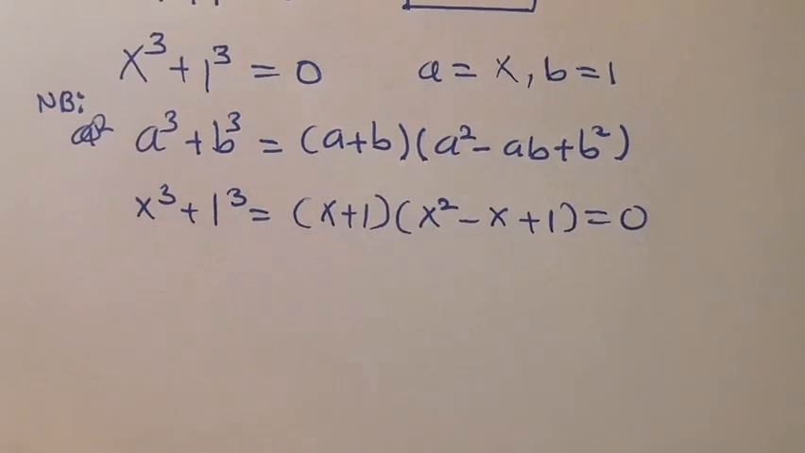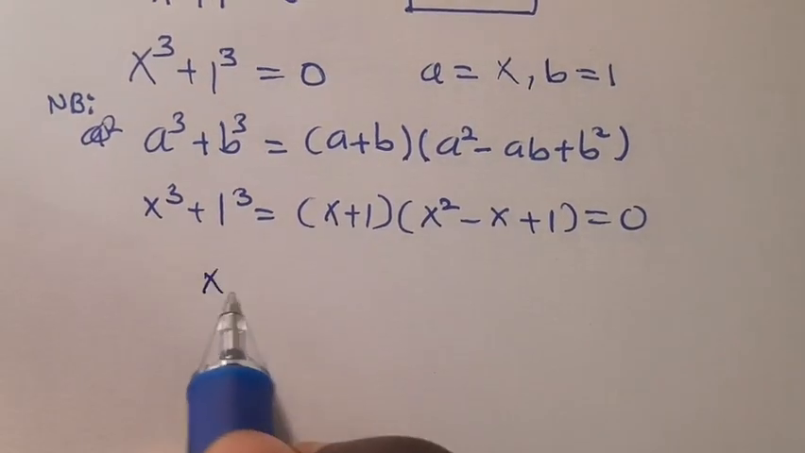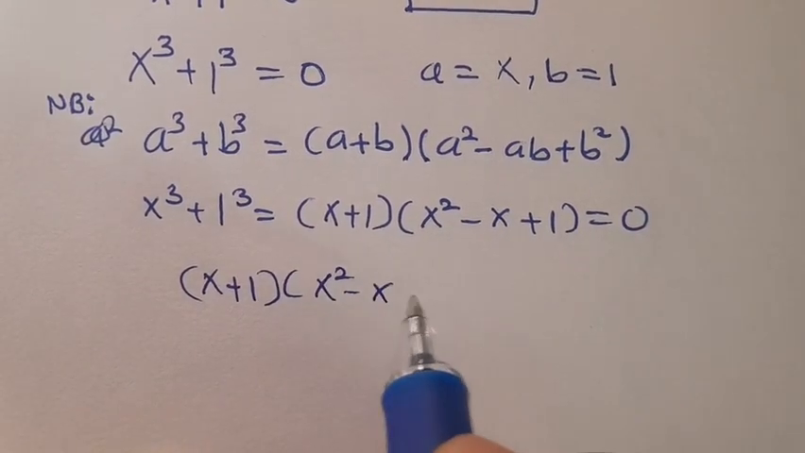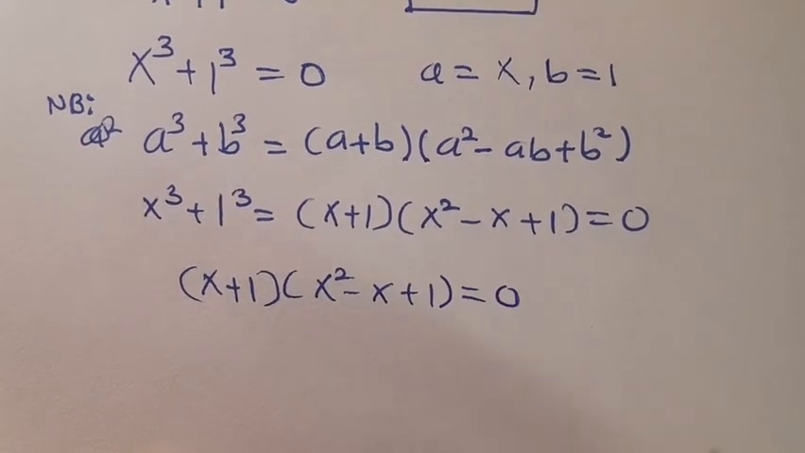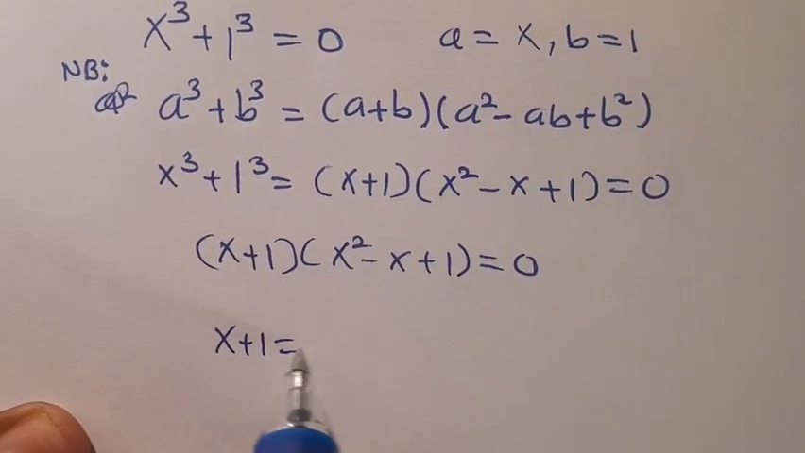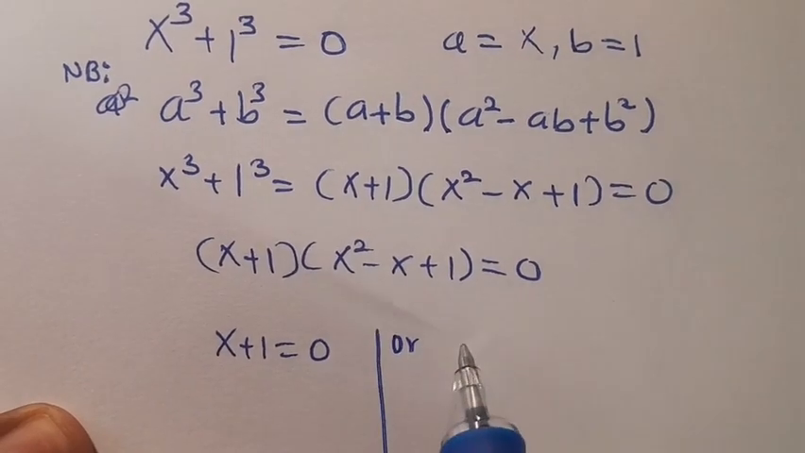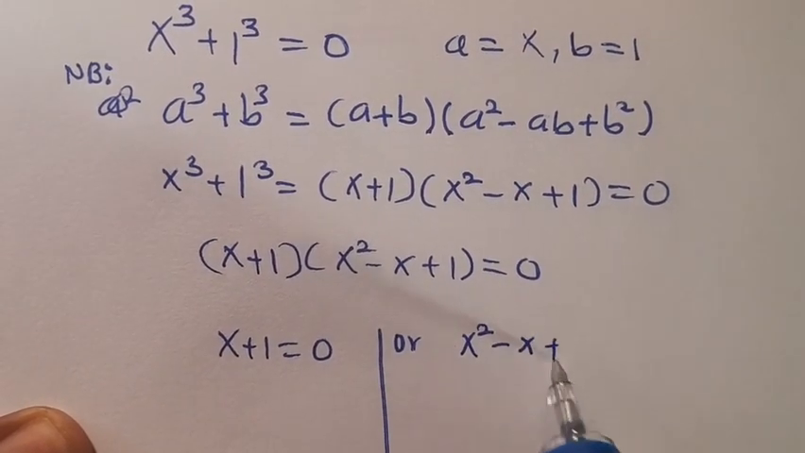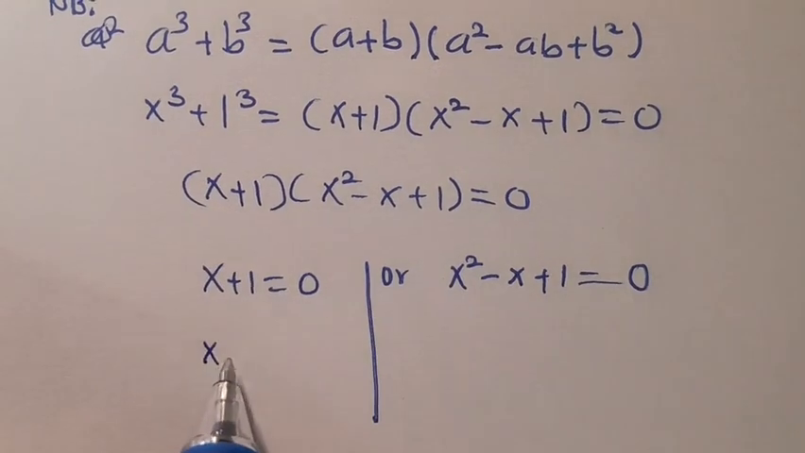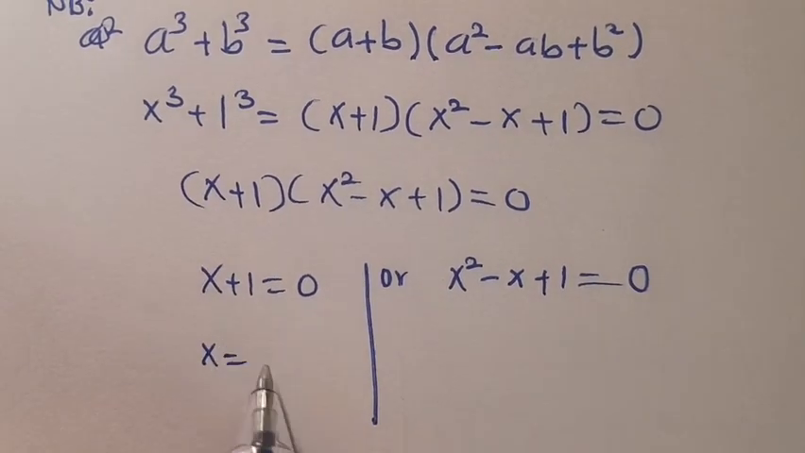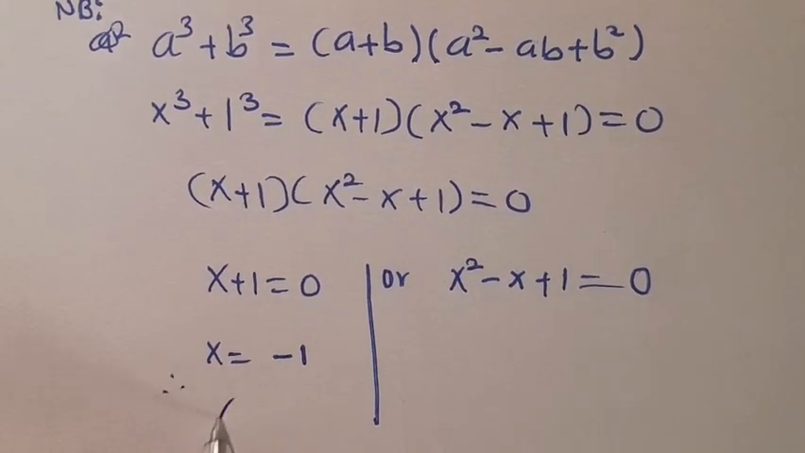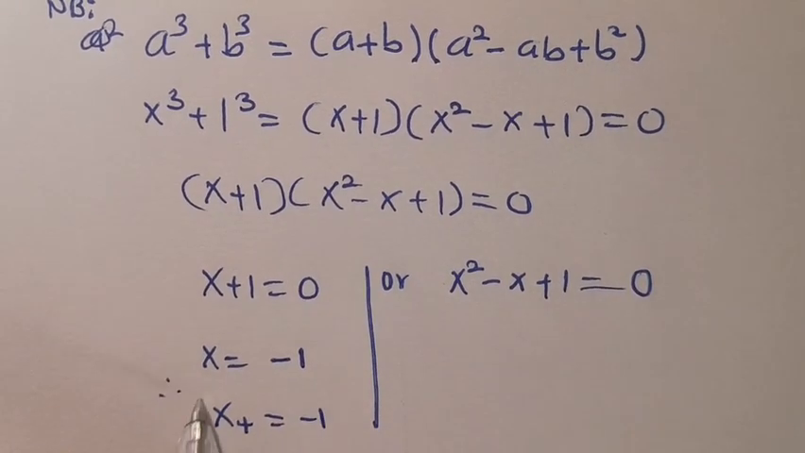From here, it's either we have x plus 1 multiplied by x squared minus x plus 1 equals 0. You can have x plus 1 equals 0, or we have x squared minus x plus 1 equals 0. Obviously, from here we're going to have x equals minus 1, which therefore we can have x4 equals minus 1.